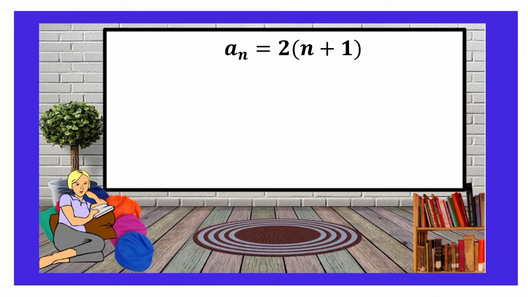Let's consider the nth term defined as 2 times the quantity n plus 1. So if n is equal to 1, we have 2 times 1 plus 1. And 1 plus 1 is equal to 2, multiplied by 2 is equal to 4. And 4 is our first term.